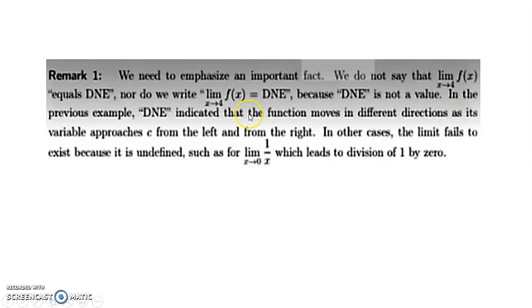In the previous example, does not exist indicated that the function moves in different directions as its variable approaches c from the left and from the right. In other cases, the limit fails to exist because it is undefined, such as for limit of 1 over x as x approaches 0, which leads to the division of 1 by 0.